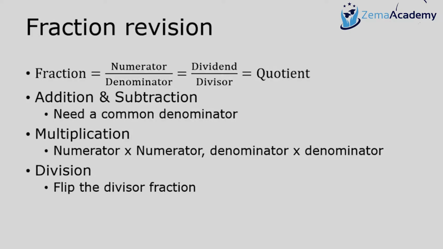Division works very similarly, but if we divide one fraction by another fraction, we flip the second fraction, that divisor fraction, the fraction we are dividing the first fraction by. We flip it, and then we do a multiplication instead. So here are some examples of that.